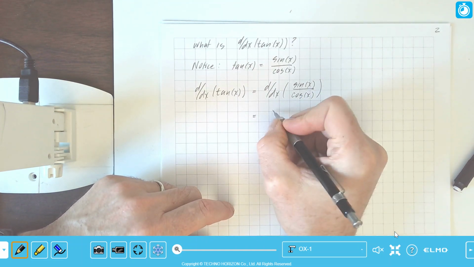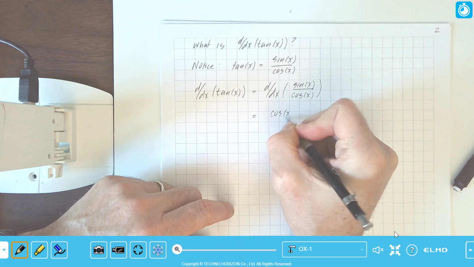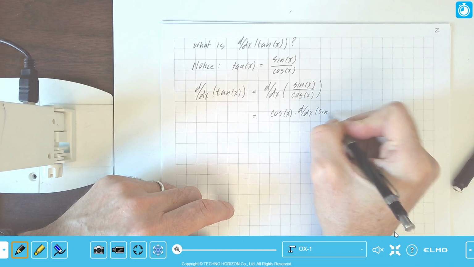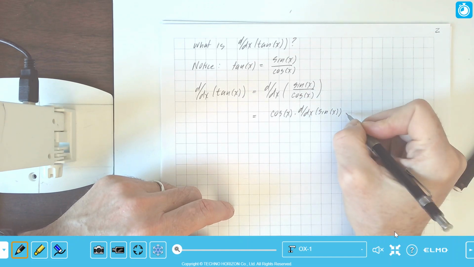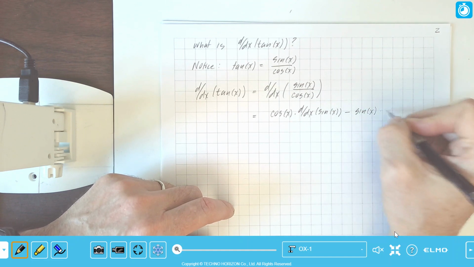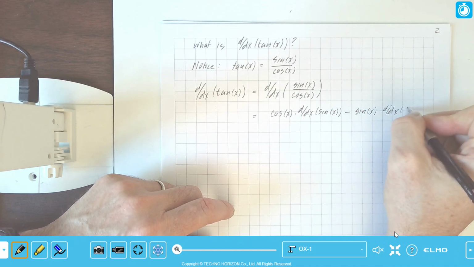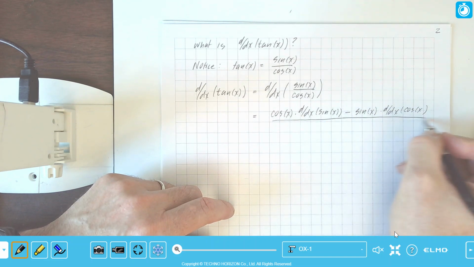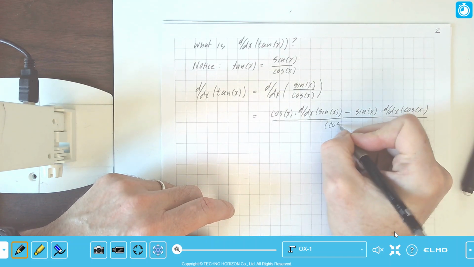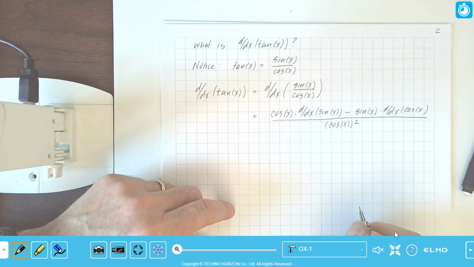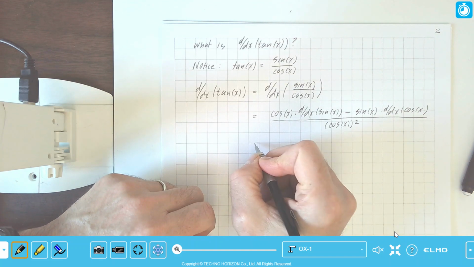It's bottom times the derivative of the top, so cosine of x times d by dx of sine of x, minus the top times the derivative of the bottom, so it'll be sine of x times d by dx of the cosine of x, and that whole thing over the bottom squared. So we get something like this. Okay, so let's go ahead and see if we can shake it out.